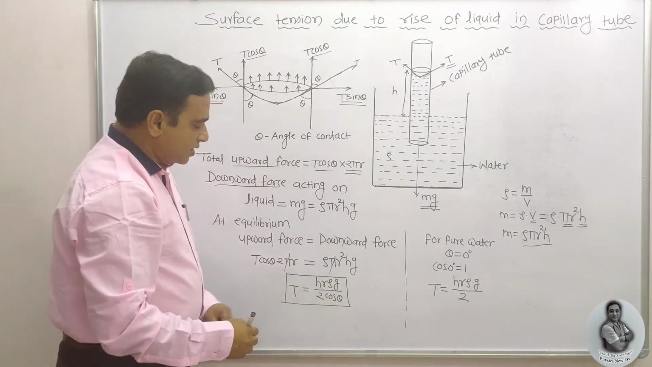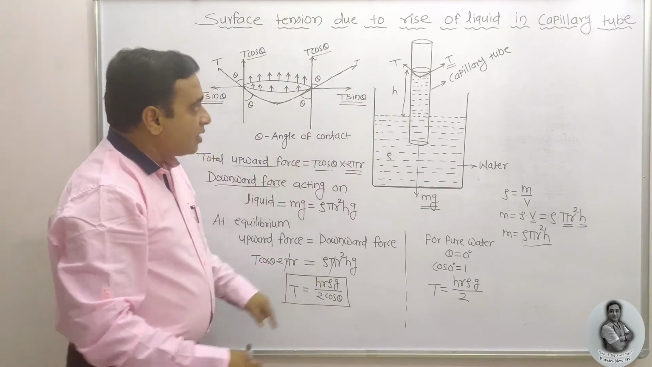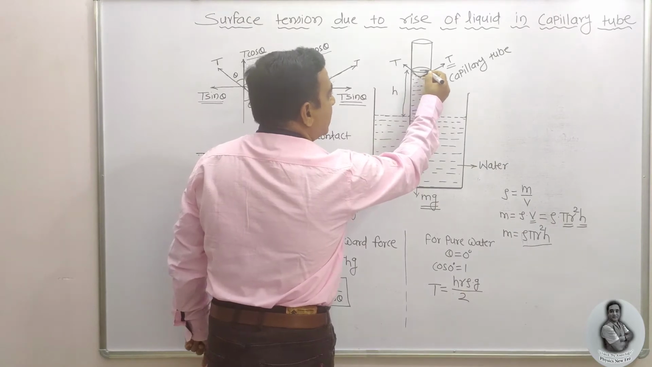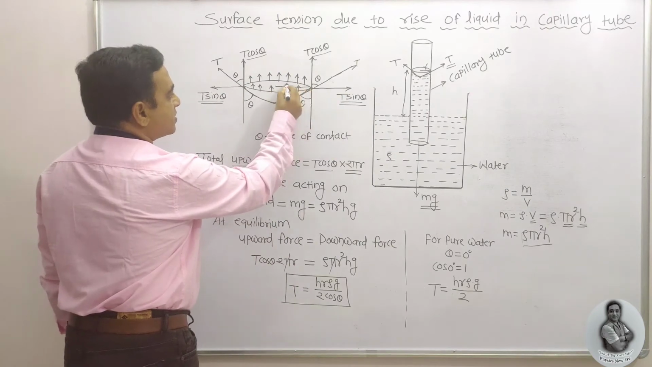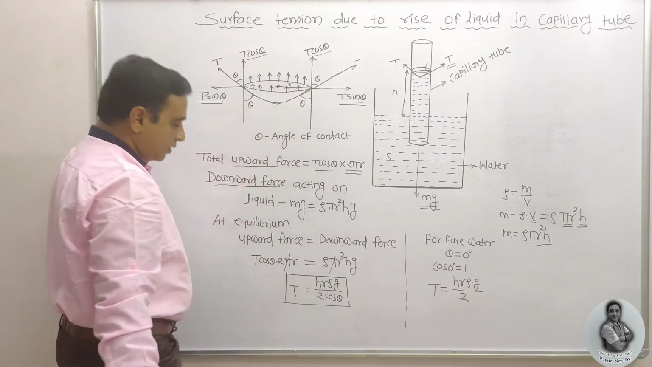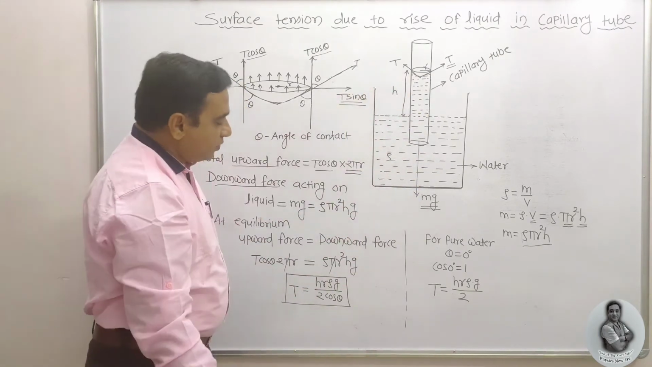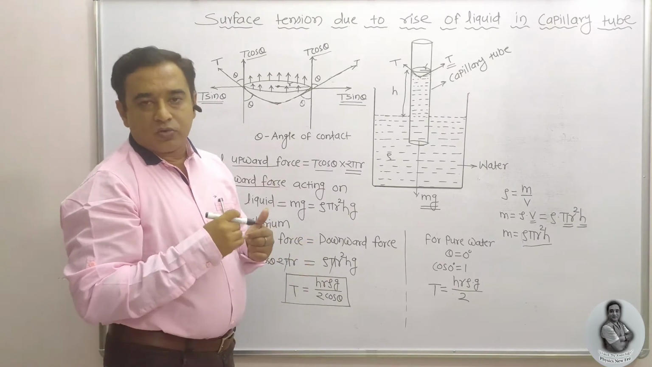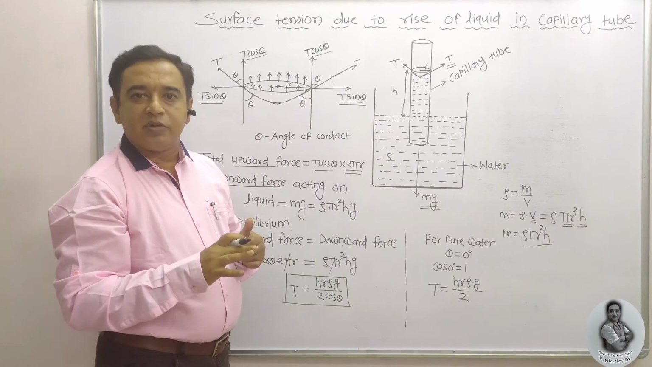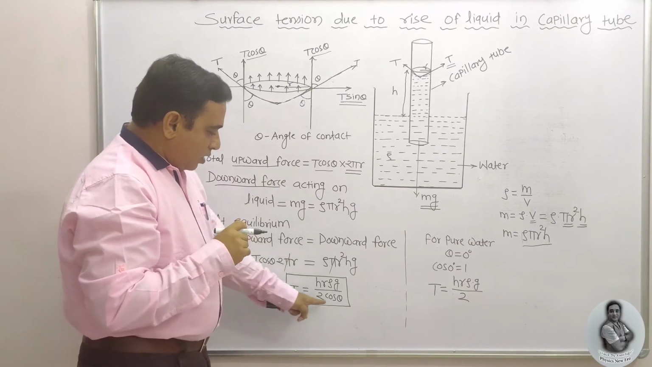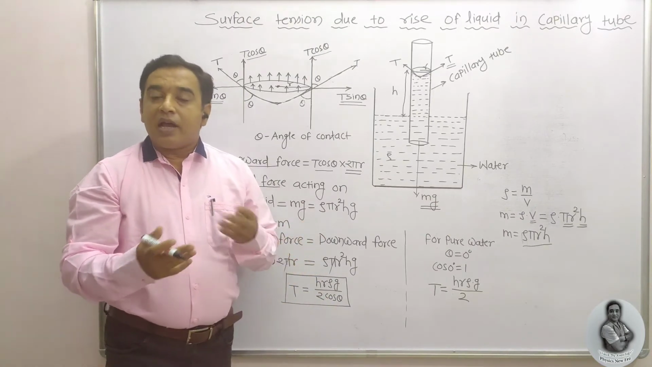Once again, the notations regarding this. h is the rise in the capillary tube. r is the radius of the capillary tube, the radius from the center. rho is the density of the liquid which rises inside the capillary tube. g is the acceleration due to gravity, whose value is 9.8 meter per second square or 980 centimeter per second square. What about this theta? Theta is nothing but the angle of contact. It varies as the liquid changes.